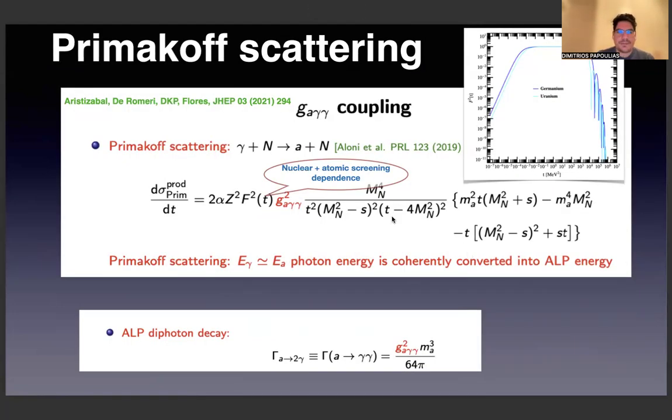I have here the cross-section for the case of Primakoff scattering. The inverse Primakoff scattering channel has the same cross-section up to a factor 2 to account for the different spin orientation of the initial and final states. And we have furthermore considered the decays. For the case of the ALP photon coupling, we have the diphoton decay that you can see here.